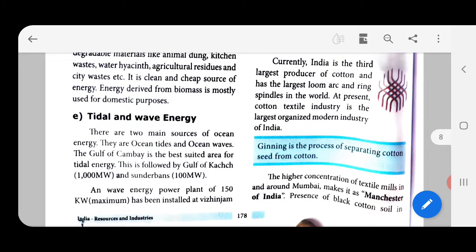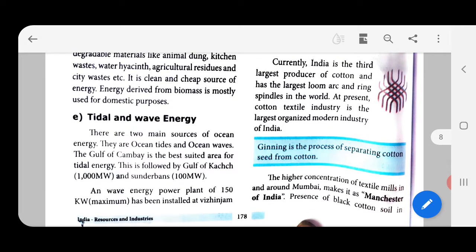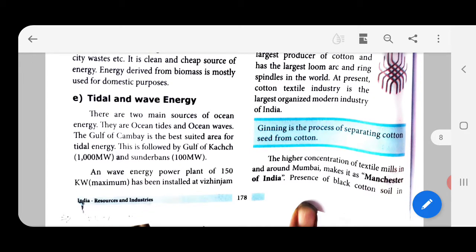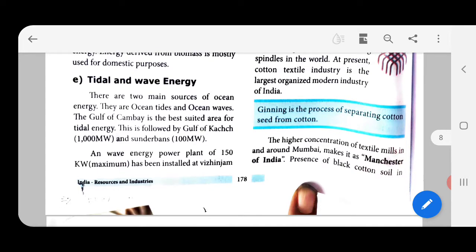Currently, India is the third largest producer of cotton and has the largest loom arc and ring spindles in the world. So you know what ring spindles are. If you have seen people weaving cotton, then you will know that they sit and they weave their thread on spindles. At present, the cotton textile industry is the largest organized modern industry of India. So we know that we are into the modern world where we have organized modern industries.